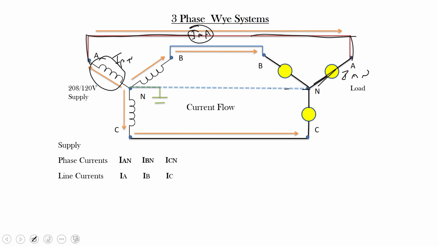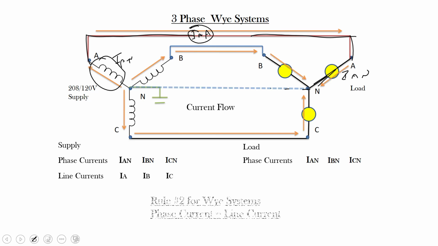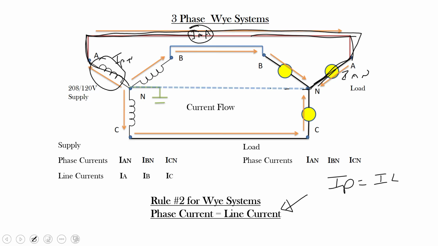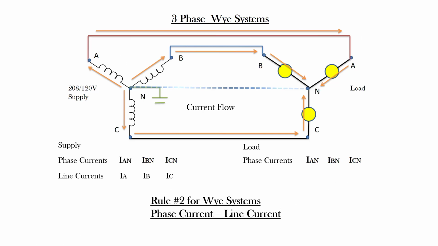So the key thing here is rule number 2 for Y systems is that phase current and line current are the same value. They are the same. So I phase is equal to I line. All right. Now that may seem obvious because it's just one path for the current to go through. The phase current and line current are the same, but when we go to delta loads, this changes, and so do the voltages. So we have to make sure that we differentiate these rules, and these rules are quite important. So rule 1 was line voltage equals V phase times the square root of 3. Rule number 2 for Y is phase current is the same as line current.